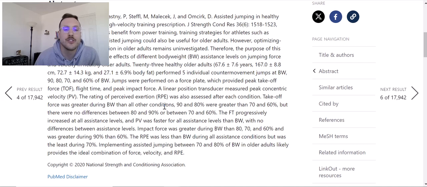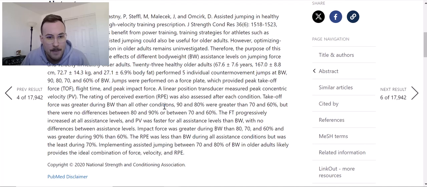But here's the most interesting part of this whole thing, right? It was the least during 70%, right? So they felt like it was the easiest, it was the least exertion to jump during 70%, even though we measured 60%. So that could mean that at 60%, they felt like it was either the same as 70 or slightly more. And you know what that means? That 70%, as far as for training, is probably the most efficient amount of assistance to give somebody if they're going to train, because they were still feeling 70% of their body weight, if I'm doing that math right.